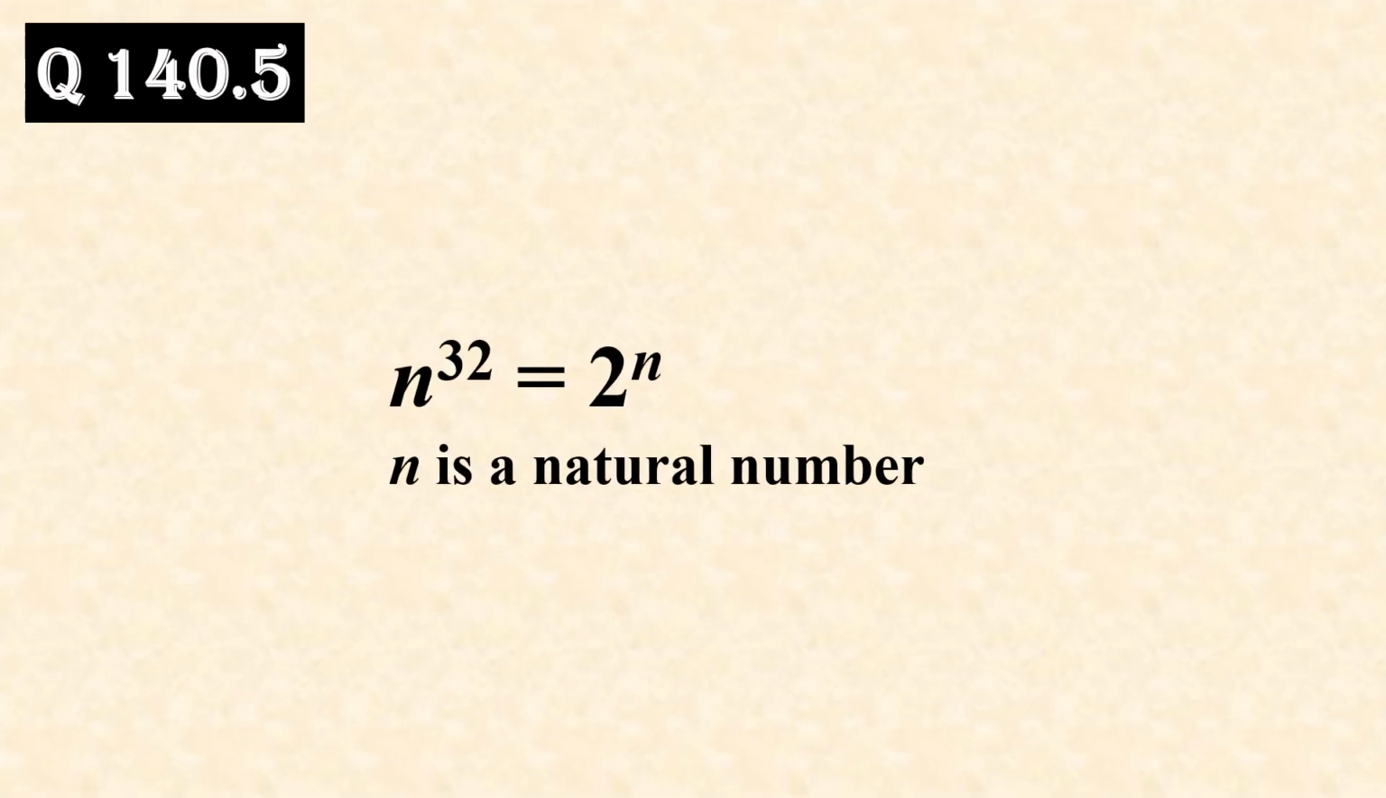This is the last question, question 140.5. This is another exponential equation. N power 32 is equal to 2 power n. N is a natural number. Repeat, find natural number n such that n power 32 is equal to 2 power n. Your timer is on.